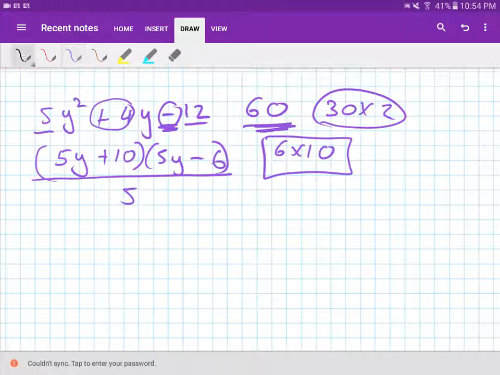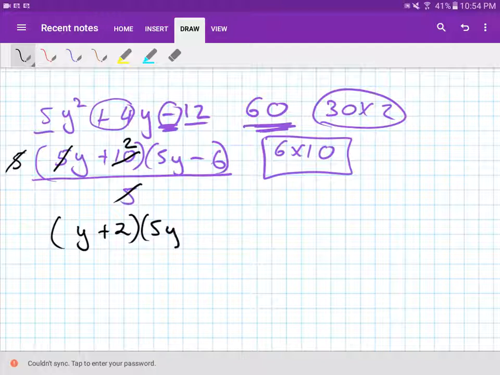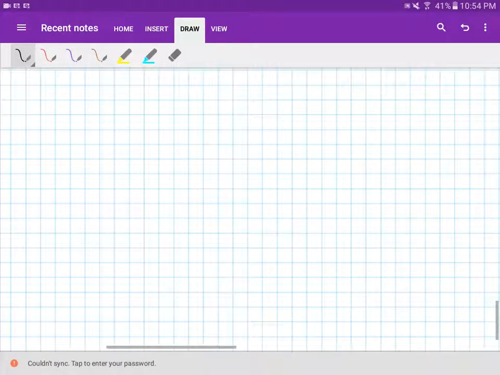Now, this group here, 5 and 10. So 5 is a common factor. I take the 5 out, cancel it out. That gives me 2. So this cancels out. So your answer is y plus 2 and then 5y minus 6. That's your answer. Okay? Let's move along.